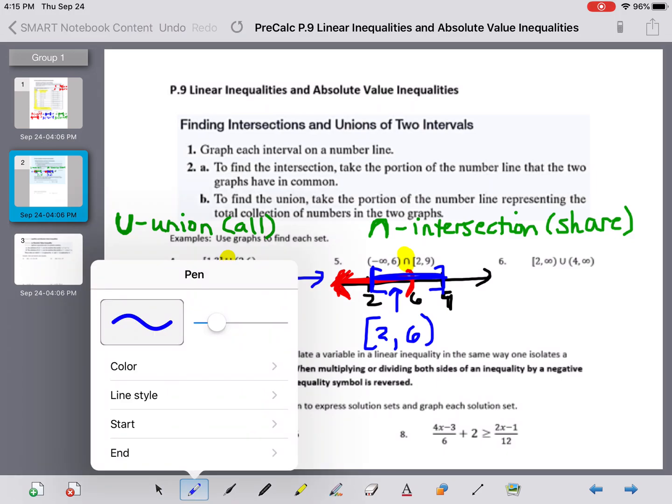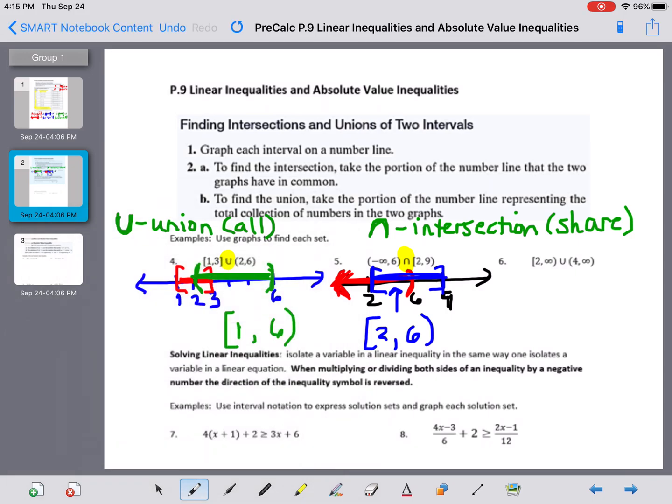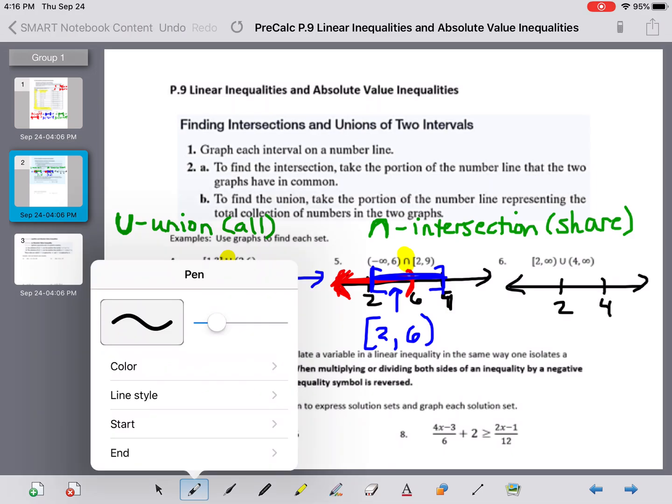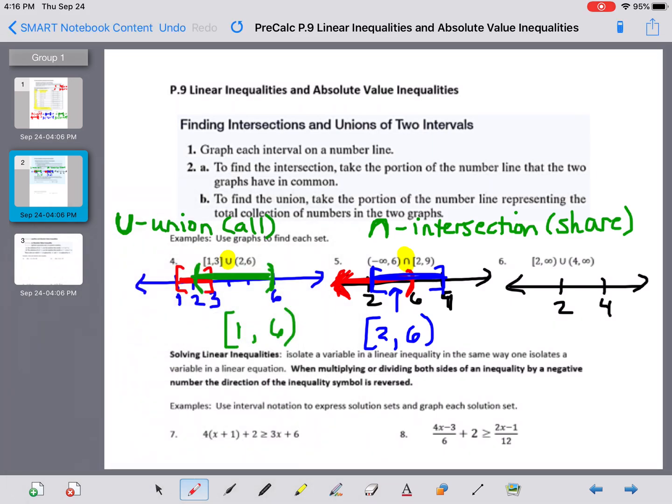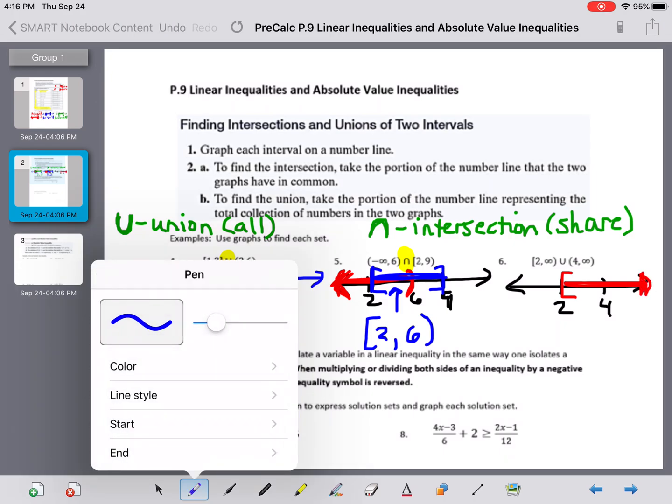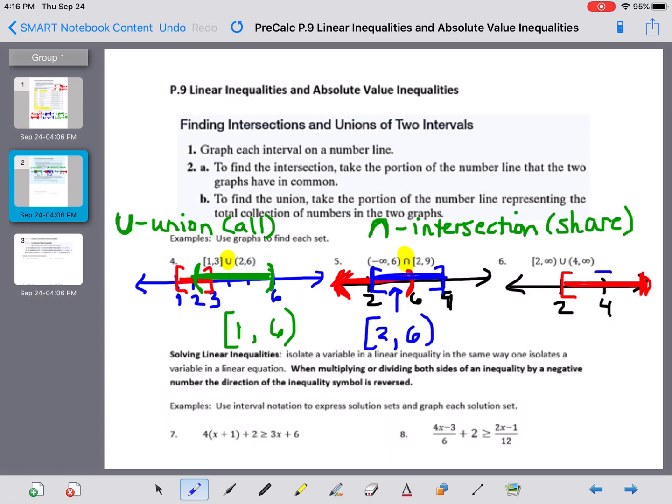All right, third one here for our joining intervals. 2 and 4 are my only values, really. The first interval includes 2 and goes positive towards infinity. And the second one includes 4 and goes towards positive infinity.